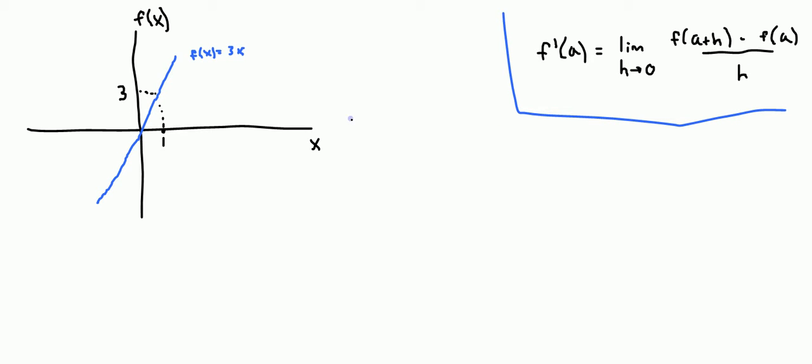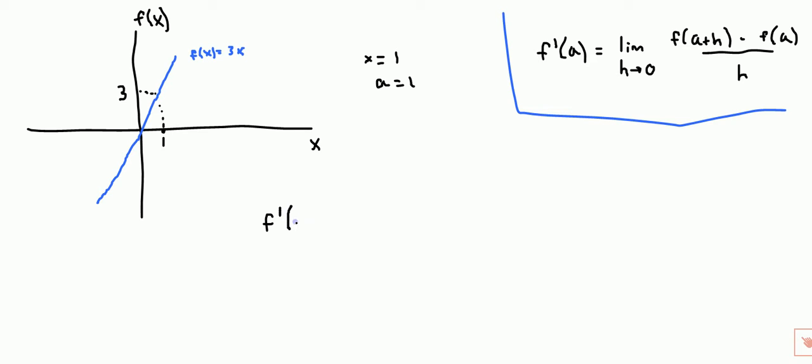Okay, so first example, f of x equals 3 times x. We're going to look at the point x equals 1. What does that mean? a equals 1. a is just equal to some point in this definition, right? So let's plug in a equals 1 to this limit. Wherever we see an a, we're just going to put a 1.